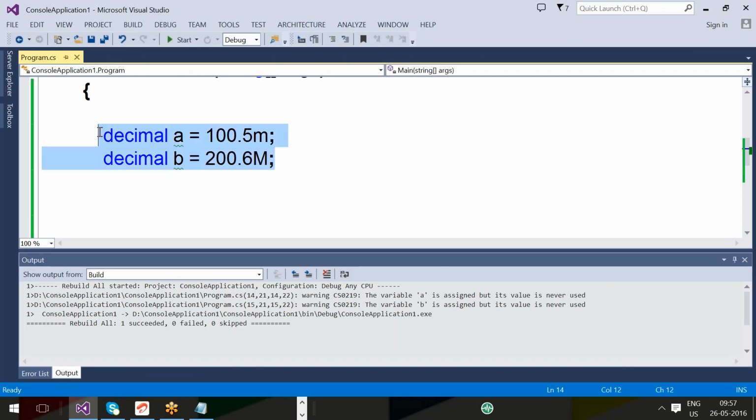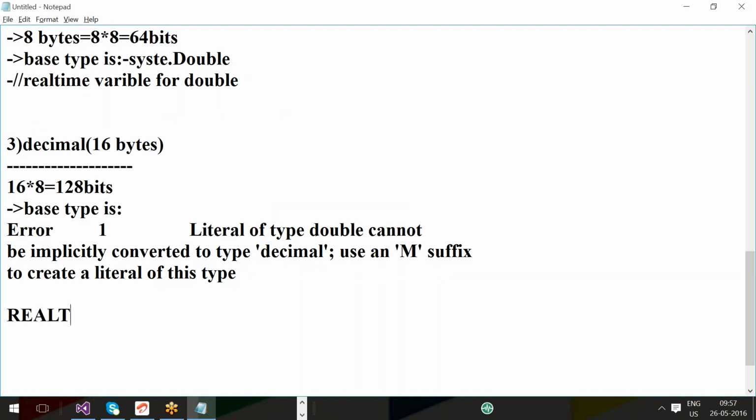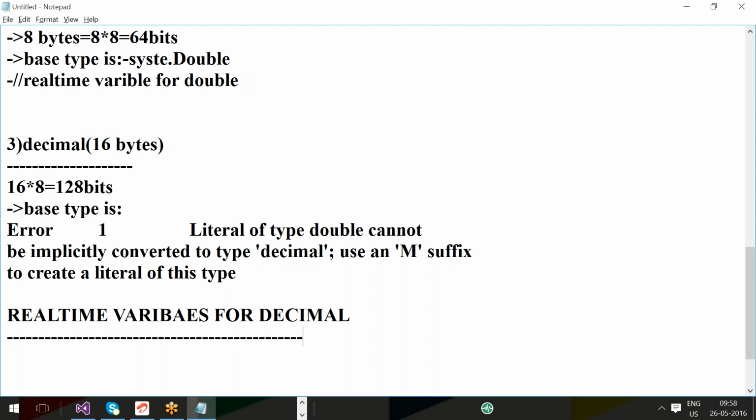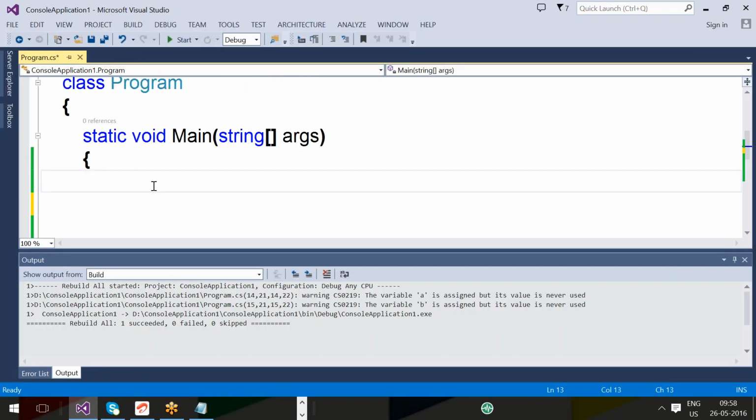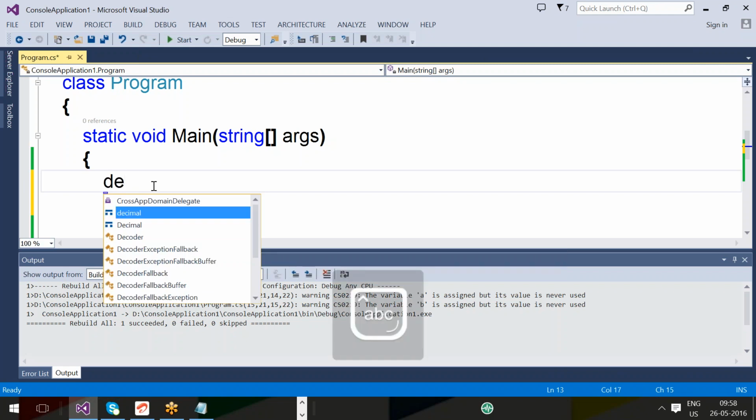Next, real-time variables for decimal. Population, you can give so many examples here. Country budget or bank balance, especially bank balance. You can go with decimal.